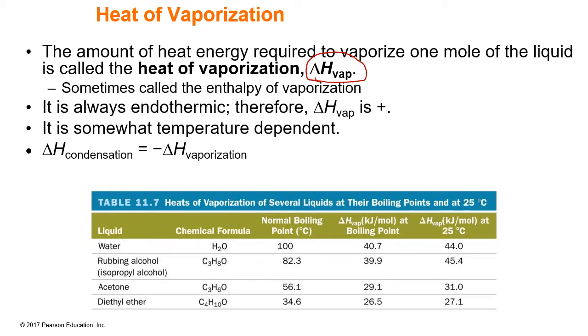Because we have to add energy in order to get things to vaporize or evaporate, this is always an endothermic value, so it always has a positive value. And it is somewhat temperature dependent, and so we will see changes. If we look at an example of water in our table, if we're at the boiling point, our heat of vaporization is lower than if we are at approximately room temperature, because our molecules have more energy and it's easier for them to escape.